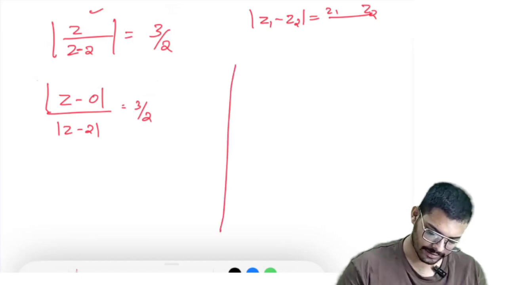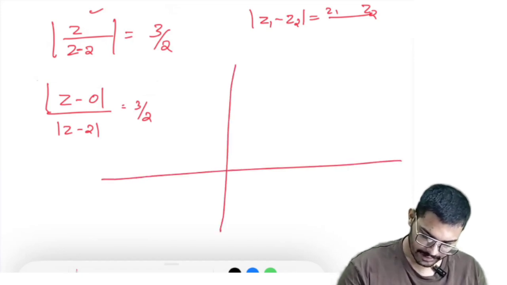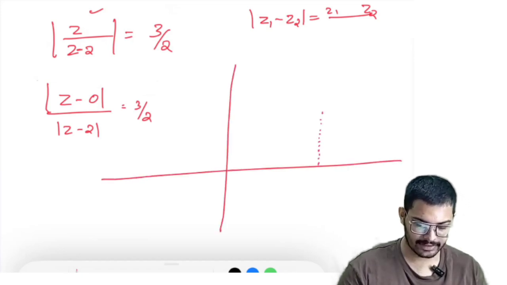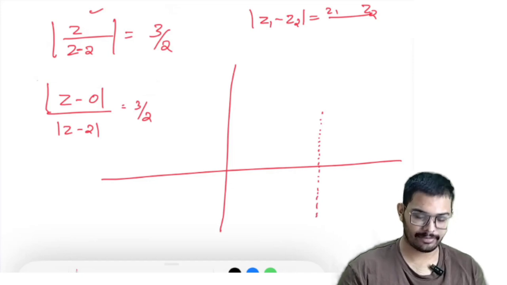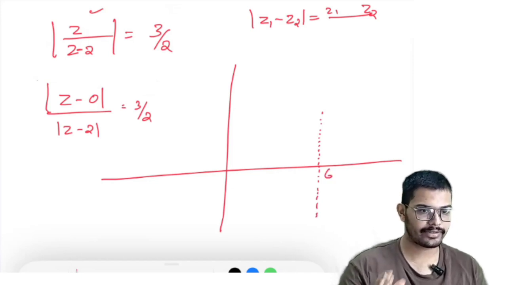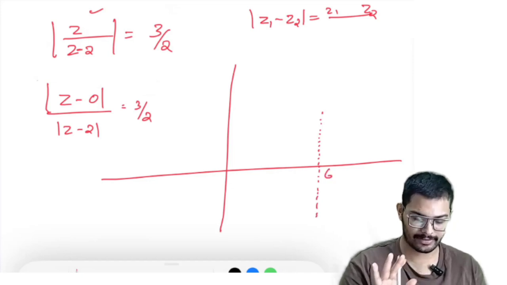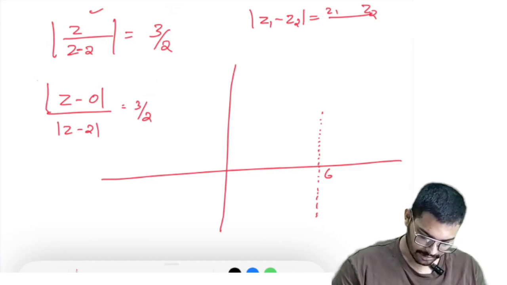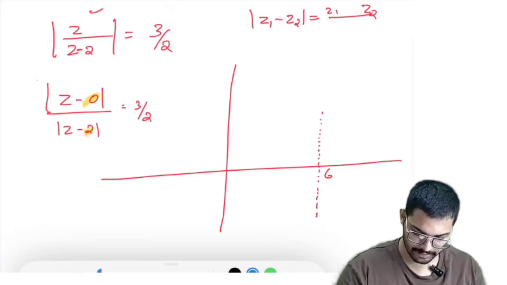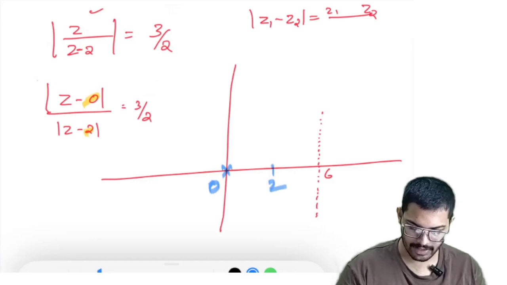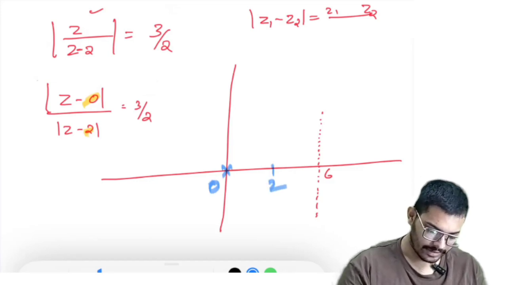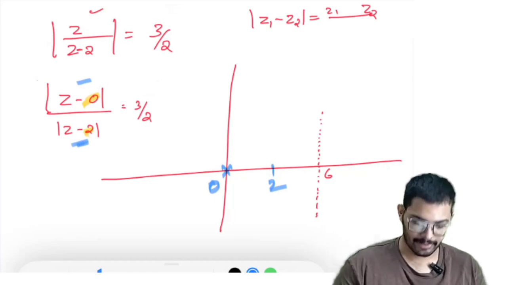From the first conclusion, we got that the real part of Z is always 6, that is, Z lies on a line which passes through 6. Now there are 2 points, one is 0 and another one is 2. This is 0 and this is 2. Now in the next conclusion, the ratio of the distance of z from 0 to z from 2 is 3 by 2.